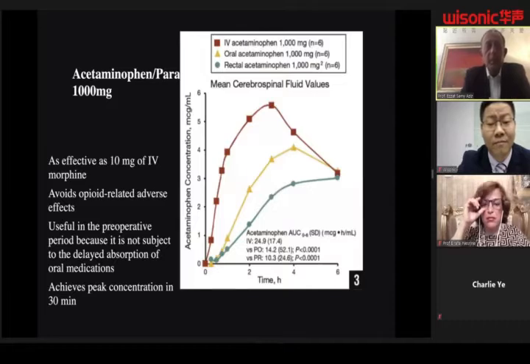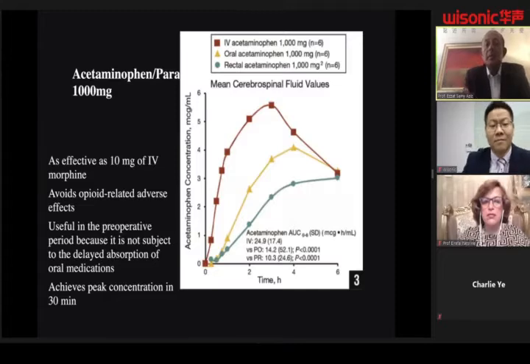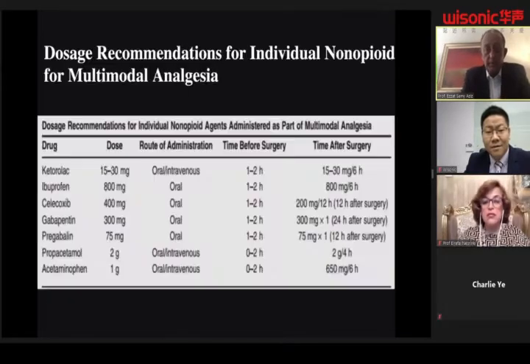This is the graph that shows that if you use paracetamol, 1 gram is as effective as 10 milligrams of IV morphine. And you have the advantage that you won't have the side effects of the opioids. And usually we start, as we said, 1 to 2 hours before the incision.